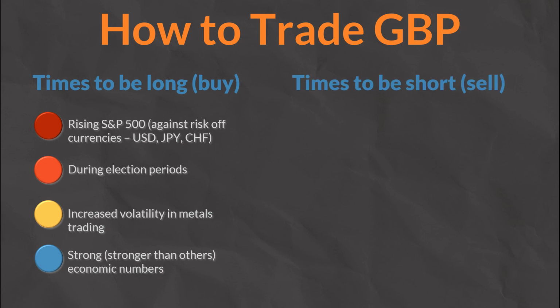Let's talk about times to be short pound. All right, when the S&P is falling, you want to be short pound against the risk-off currencies. So just like you want to be long pound against these currencies, you want to be short against these currencies. But look, it doesn't make a whole lot of sense to be short pound Aussie when the market's going down, because that Aussie is also going to be falling along with the market as well.